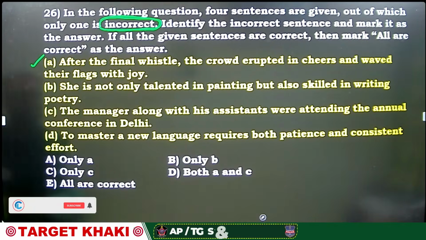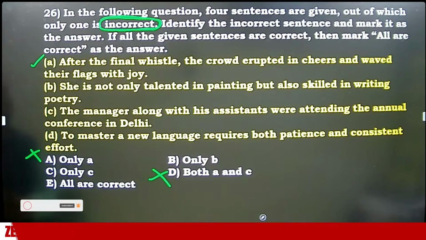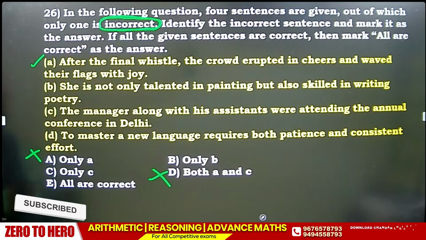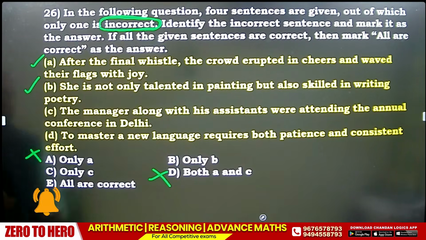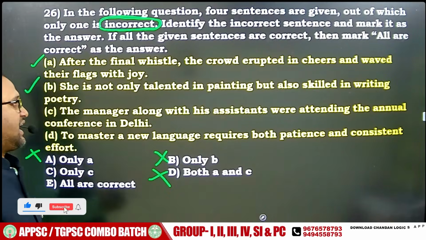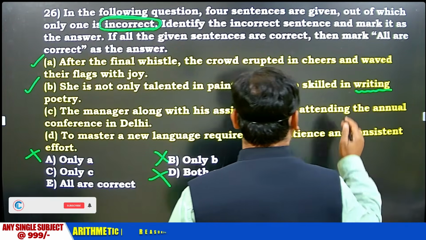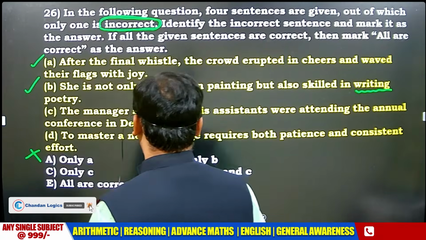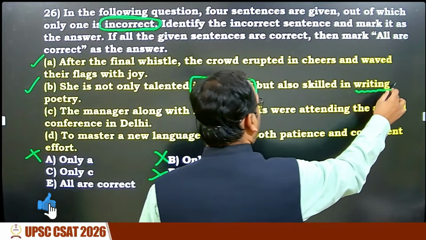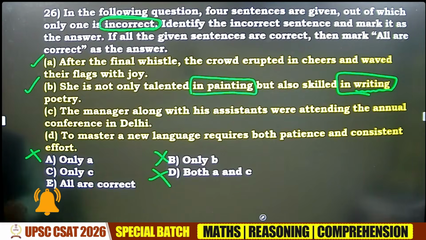Now look at the B sentence. So when A is no problem, then remove the options where there is A, correct? B. She is not only talented in painting but also skilled in writing poetry. Wow, perfect statement. I don't think there is any problem. If you have any doubts, you can ask. Second option could have been incorrect if something else is here, like in the place of writing, if something else like wrote, written, write. Here everything is perfect. See, in painting, in writing, perfectly designed. No problem at all.